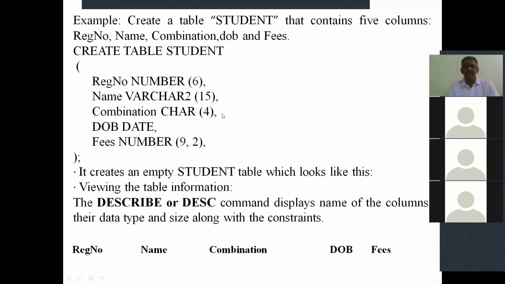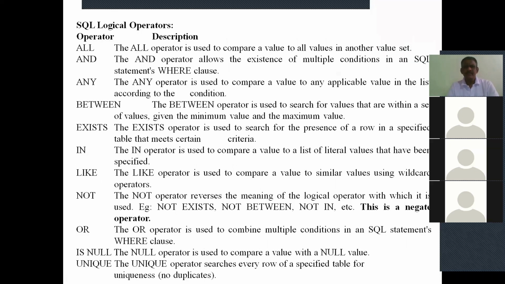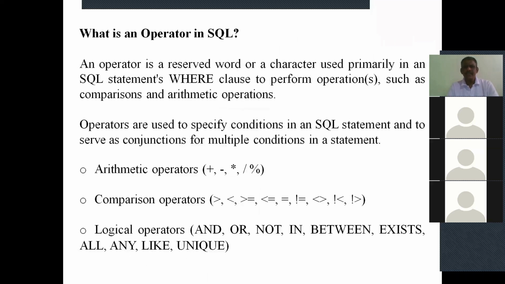So today, what all things have we learned? We have started with the operators used in SQL. That is arithmetic operators: plus, minus, asterisk, slash, mod. Comparison operators, all the relational operators we have used. Then logical operators, some are new: in, between, exists, like, unique. These are the new things for you.